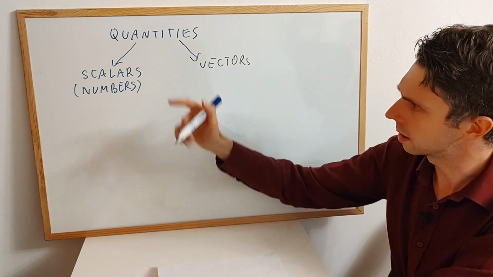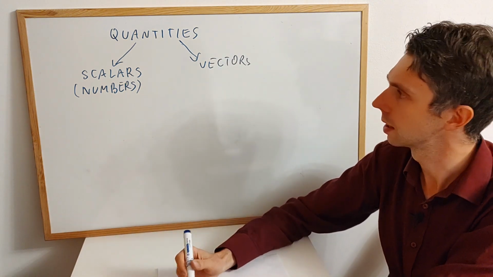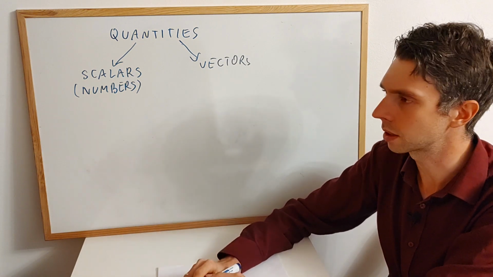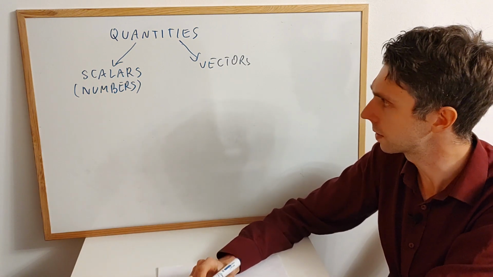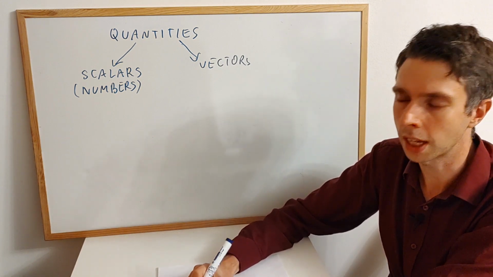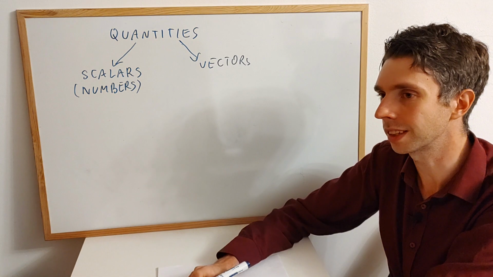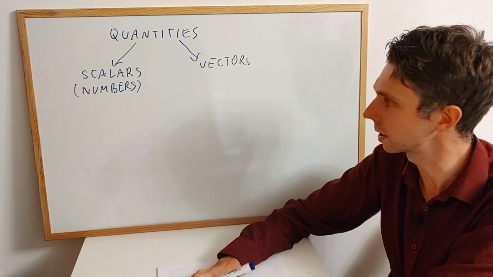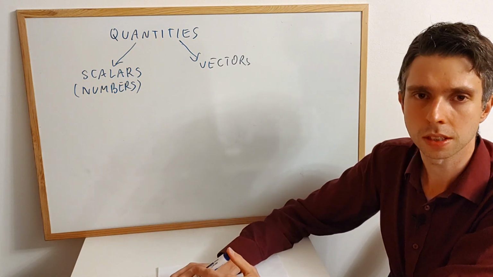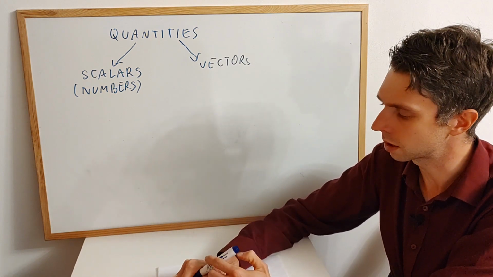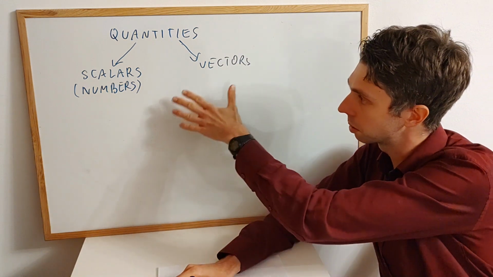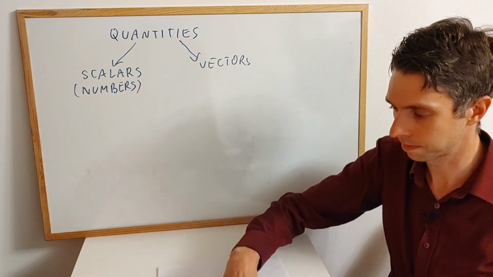I told you that this is the basic way of dividing the quantities, because in theoretical, more advanced physics there are also 4-vectors, there are also tensors, so other kinds of mathematical objects which behave differently, but this is again beyond the scope of this video, so here we just focus on scalars and vectors.